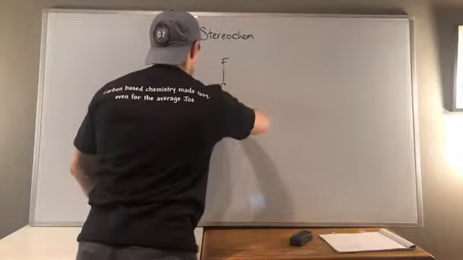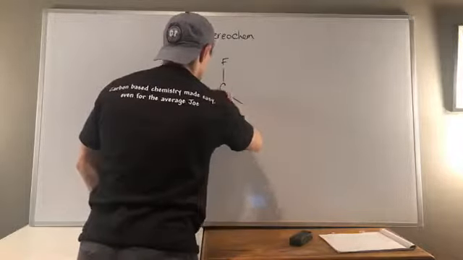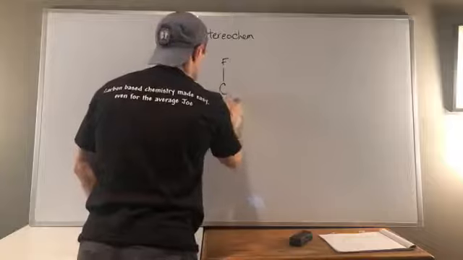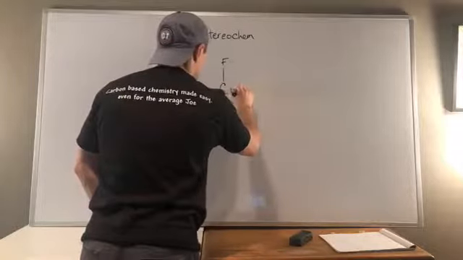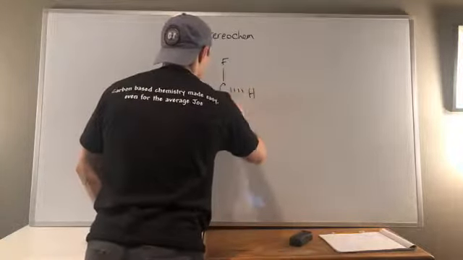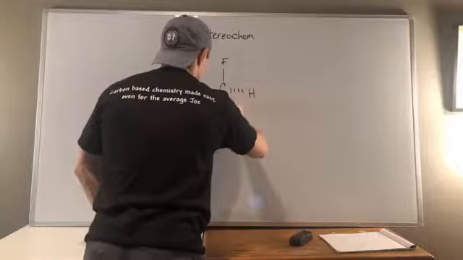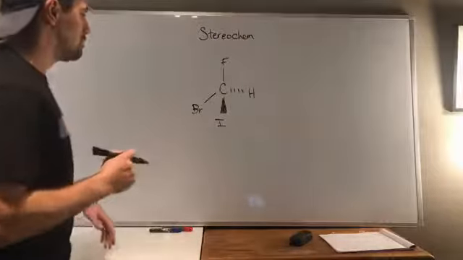Oops, I did that a little bit backwards. Sorry, I wanted this to be this. Here we go. Okay, cool. So if I do something like this, one carbon with a bromine, an iodine, a fluorine, and a hydrogen.